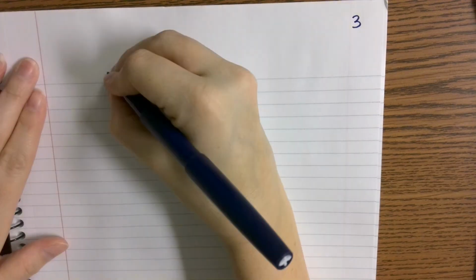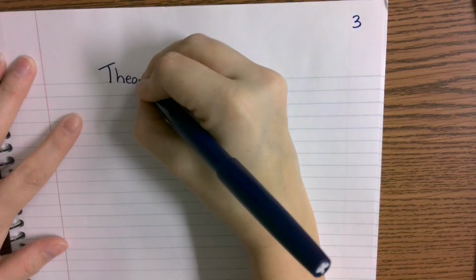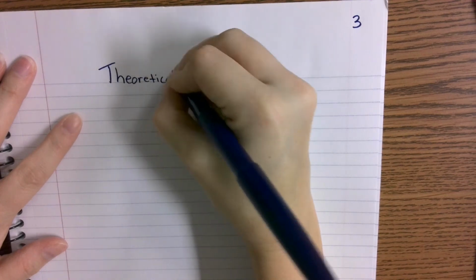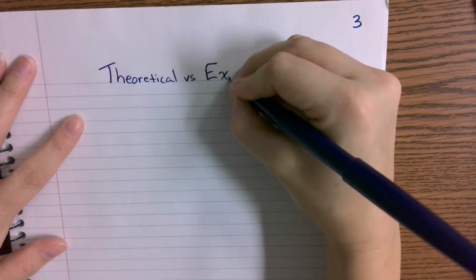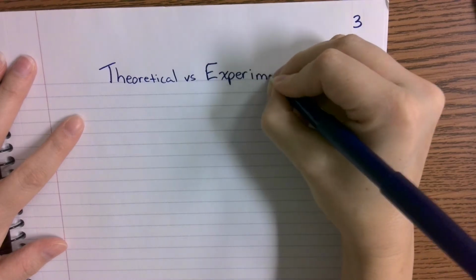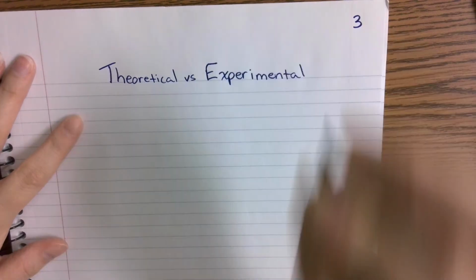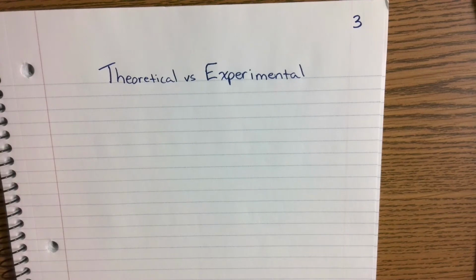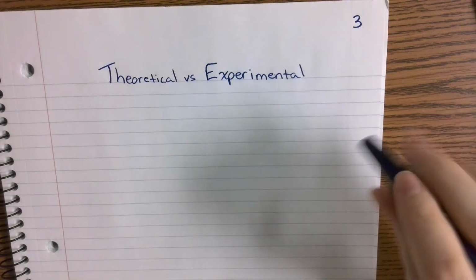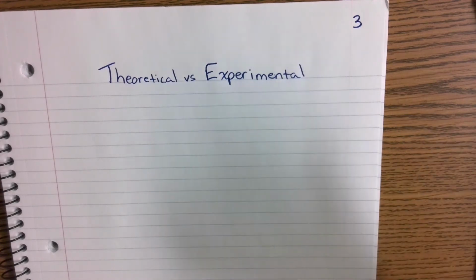Of page 3, we are talking about theoretical versus experimental probability today. Theoretical versus experimental. So when we were talking about probability on Monday, we are talking about the basic idea of when we perform an experiment, or when there is an experiment, and we've got a list of total outcomes and what the specific event is. What we focused on was what was called theoretical probability.